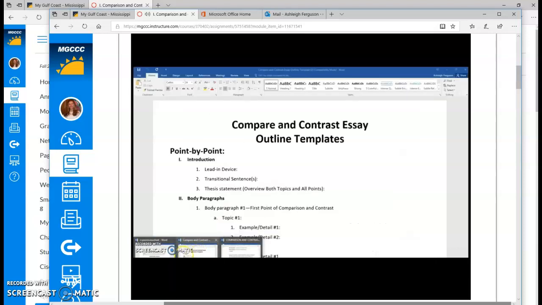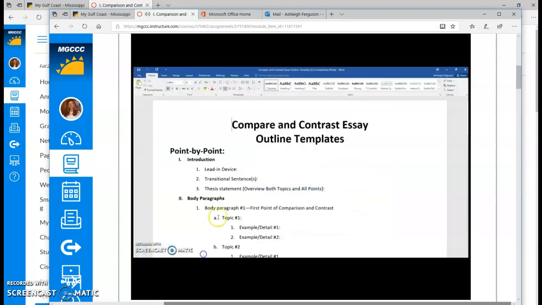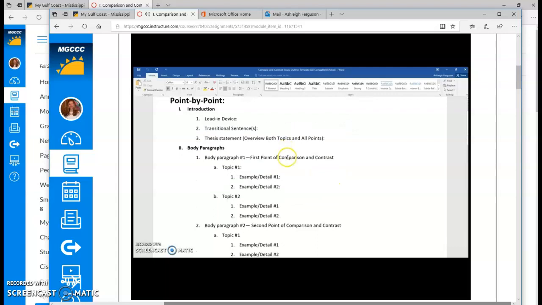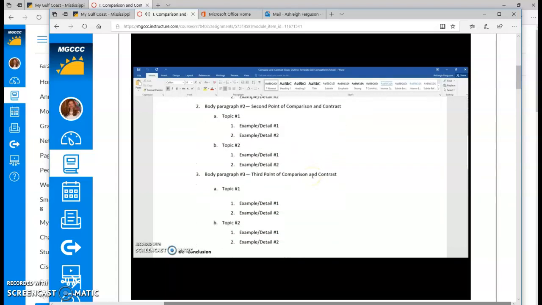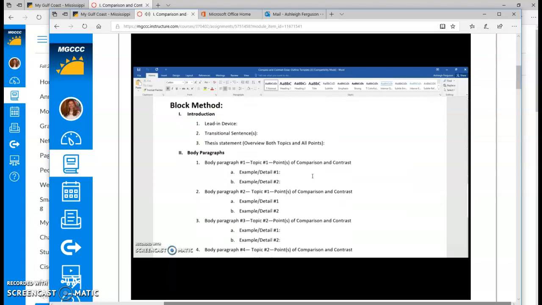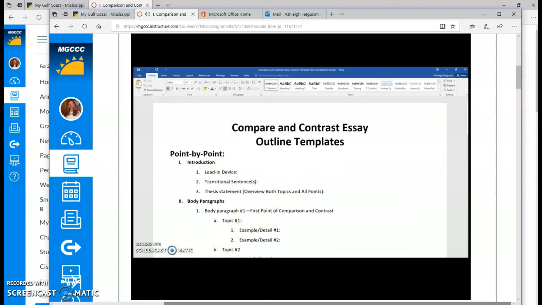And also, I have an outline provided for you. If you look back on Canvas, you're going to notice that it is letter B underneath the second module. And this is what that looks like. If you want to just print this out and draft out parts of your essay, do that. And this also shows you how you can structure it point by point versus how you would structure it with the block method. So maybe print out both of them and see which one's going to be the best structure for this particular essay.